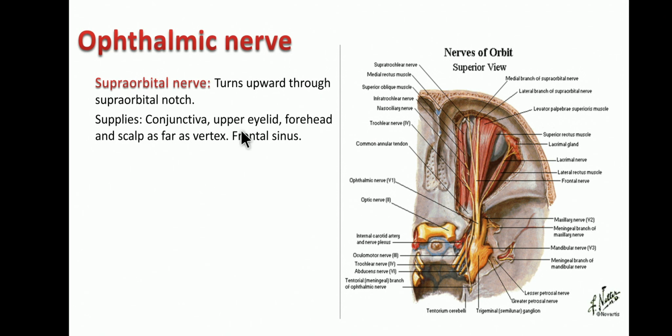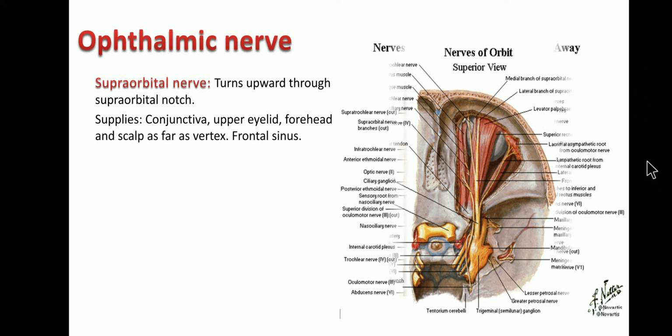The supraorbital nerve mainly supplies the conjunctiva, eyelid, and the lateral part of the forehead, lateral to the supratrochlear nerve, and supplies the scalp as far as the vertex, up to the lambda. So it has a very long course in the scalp, and it also supplies the mucous membrane of the frontal air sinus. So that is about the frontal nerve, which gives rise mainly to the supraorbital and supratrochlear nerves.